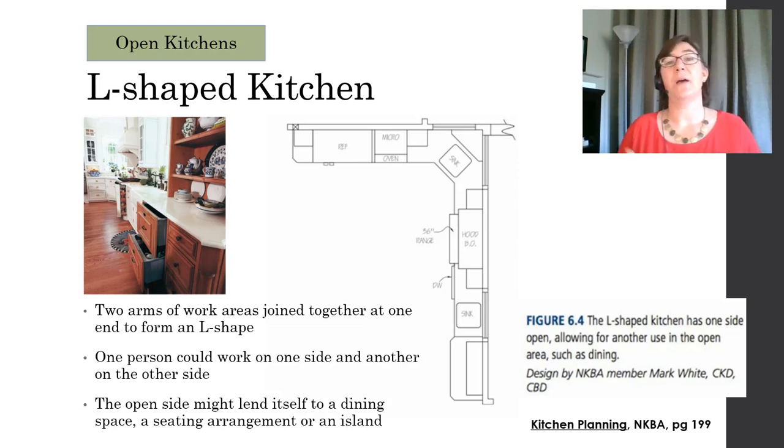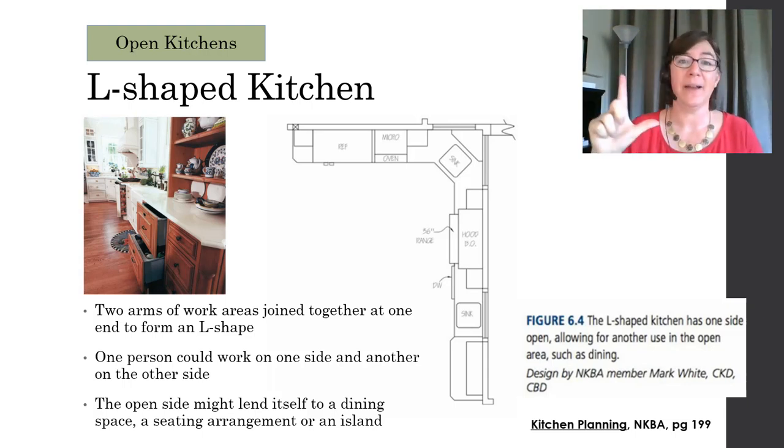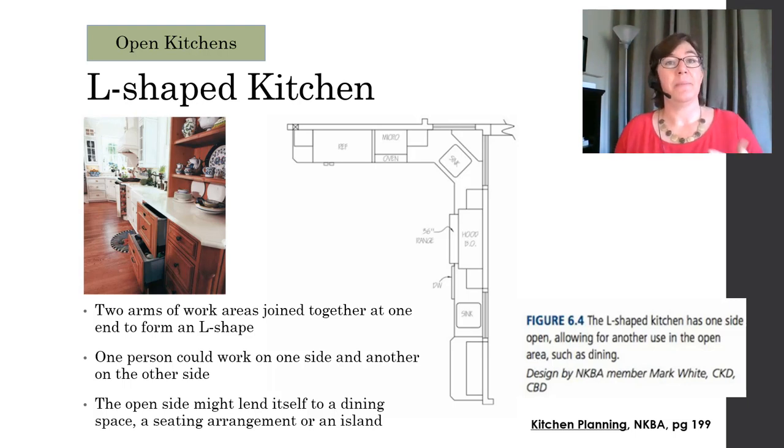Let's move on to talk about some open kitchen types. The first one is an L-shaped kitchen. Again, this is literally the letter L. Two arms of a work area are joined together, and it is more open and can be used by more than one person. The open side of the L can have a dining space, a seating area, or even an island.